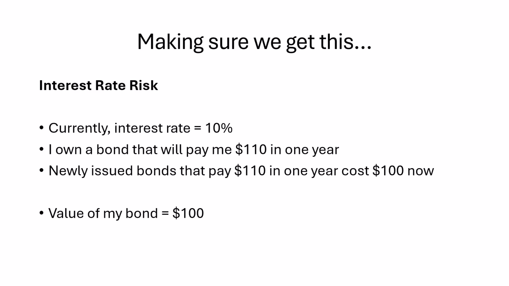If you're not accustomed to this idea of interest rate risk, let me take one step back and make sure that you understand how this works, okay? Let's imagine that the current interest rate on a bond is 10%. So I own a bond that will pay me $110 in 1 year. If interest rates are 10%, that means my bond is worth about $100 today. Likewise, any newly issued bonds that pay $110 in 1 year would cost $100 now, right? So the value of my bond is $100.